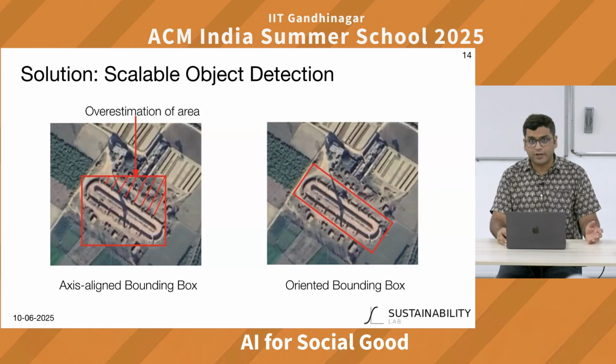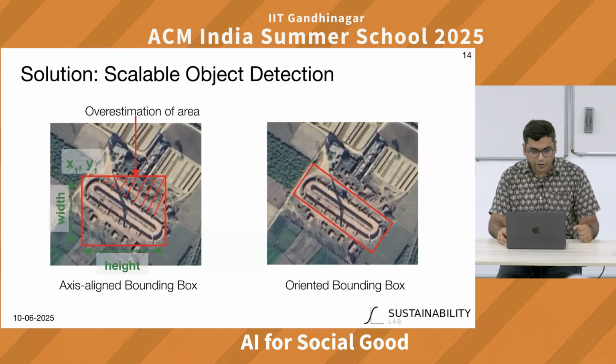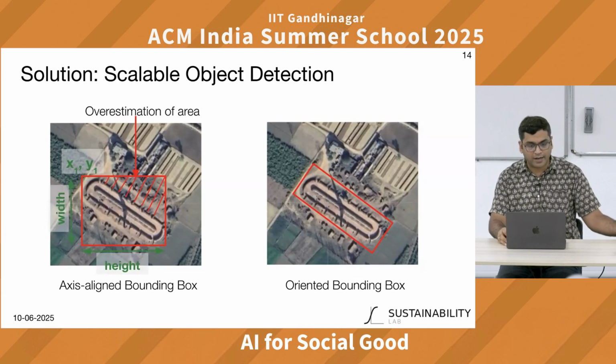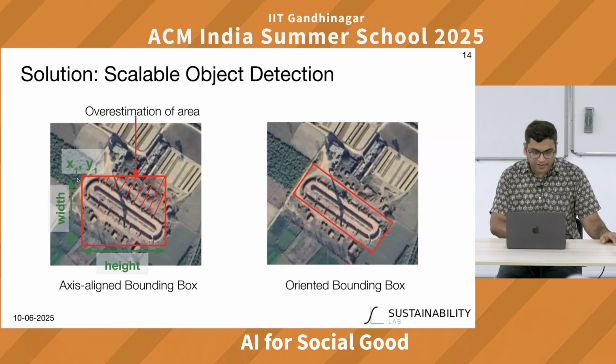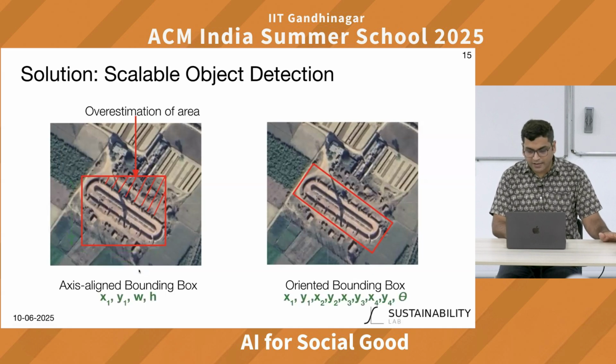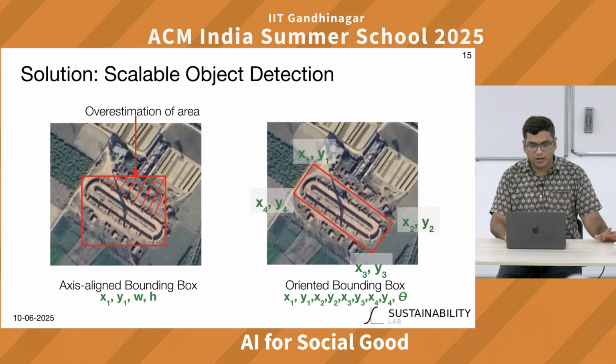Can you use segmentation? Yes, you can, but segmentation is a more expensive process. For example, on the left-hand side, what you want the model to estimate is one of the coordinates and then the width and the height. So 4 parameters you're trying to learn or predict. Whereas in the oriented bounding box, you are looking at x1, y1, x2, y2, x3, y3, x4, y4, and then the theta angle. So you'll end up requiring more parameters, but you can always go from an oriented bounding box to axis aligned, but you can't go from axis aligned to an oriented bounding box.